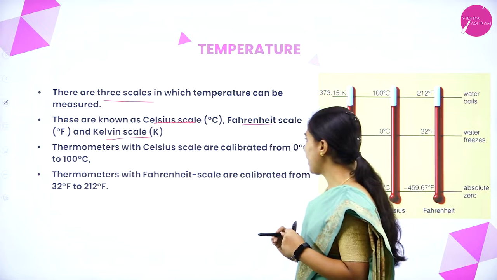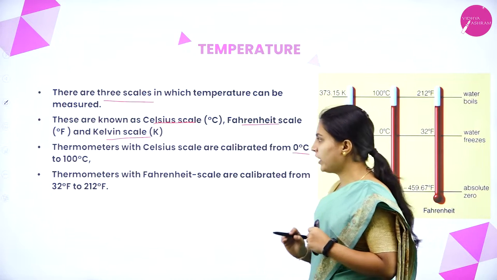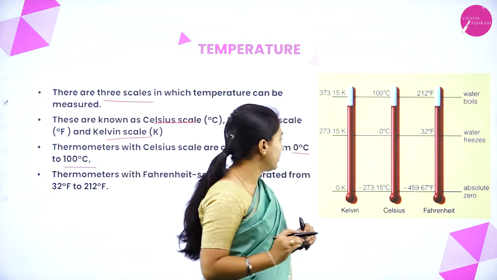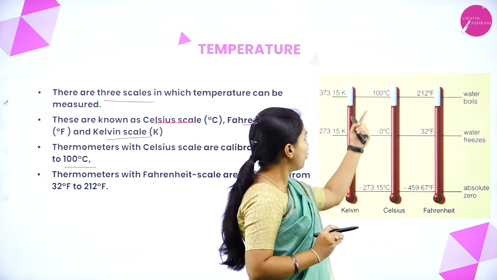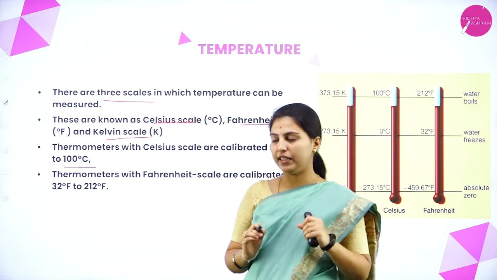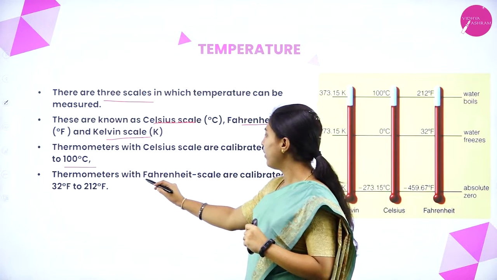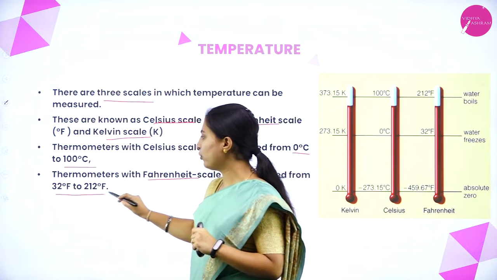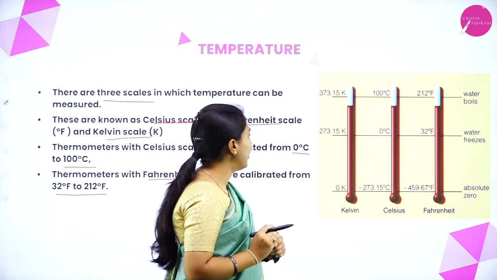Thermometers with the Celsius scale are calibrated from 0 degree Celsius to 100 degree Celsius. If you see here, the Celsius scale has a range of 0 to 100. Thermometers with the Fahrenheit scale are calibrated from 32 degree Fahrenheit to 212 degree Fahrenheit.